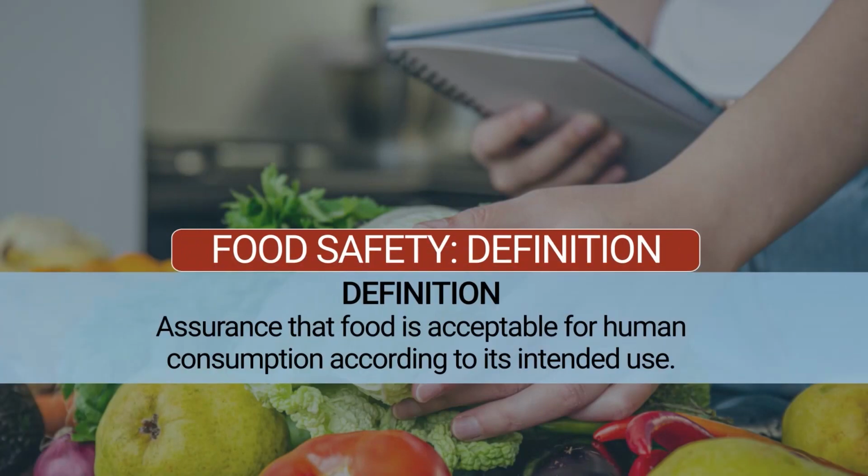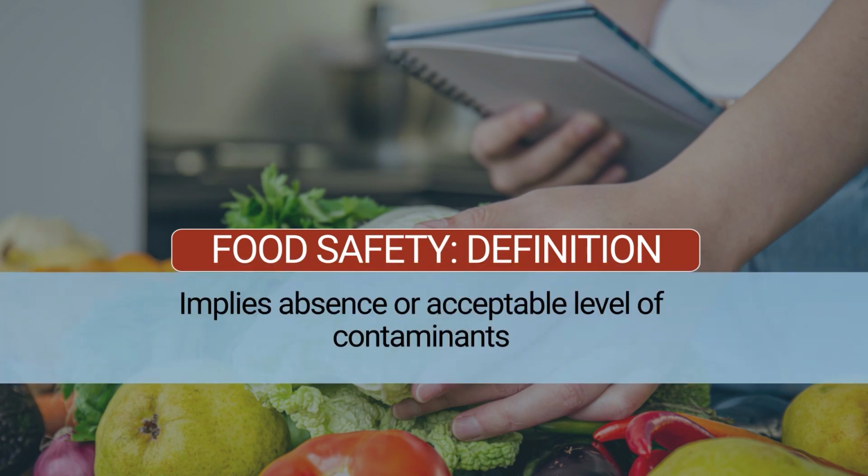So these are the concerns related to our country. Now let us see what food safety is. The definition, as we know, is a type of assurance that food is acceptable for human consumption according to its intended use. What it implies is the absence, or an acceptable level, of contaminants.